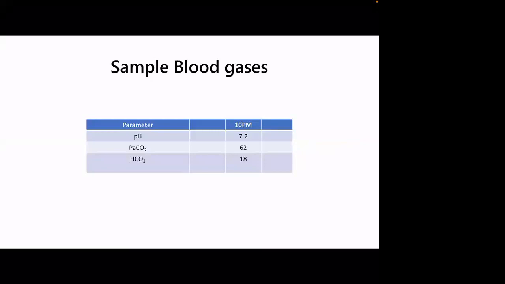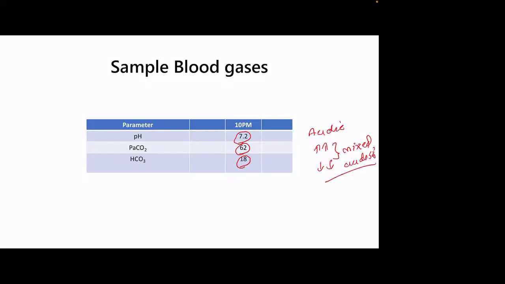Now we'll see another blood gas. Okay, here this is a patient who is on ventilator and is having blood gas at 10 p.m. The gas is showing a pH of 7.2, PaCO2 of 62, and a bicarbonate of 18. So it is acidic pH, PaCO2 is increased and bicarbonate is decreased. So this comes as a mixed acidosis.